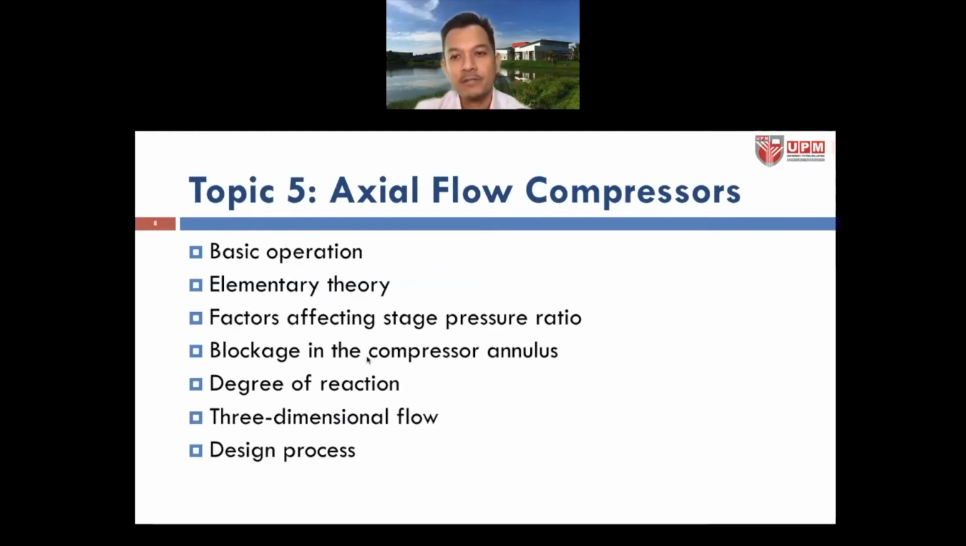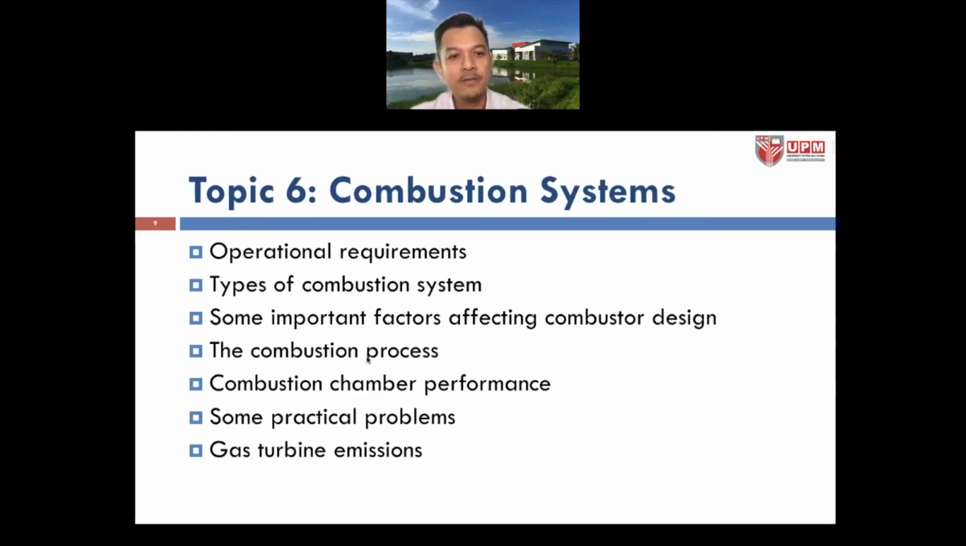Upon completing the compressor topics, we are going to go into the combustion system, where we'll look into the operational requirements. So types of combustion system, of course, there are 3 main popular combustion chamber types. And then we look at the important factors affecting combustor design. What are the things that the air breathing engine designer looks for when they want to decide whether it's going to be a can type, or an annular type, or a combination of can-annular combustor design. So we will also look into the combustion process. Some equations will be involved in terms of the combustion process, combustion chamber performance, and of course some practical problems before we look into the final stage, the gas turbine emissions.